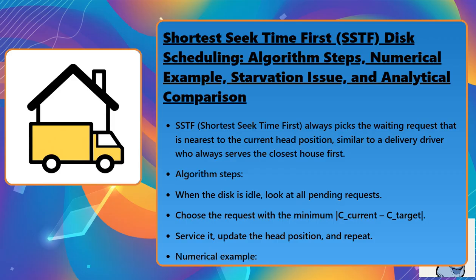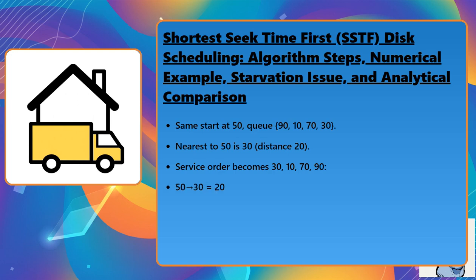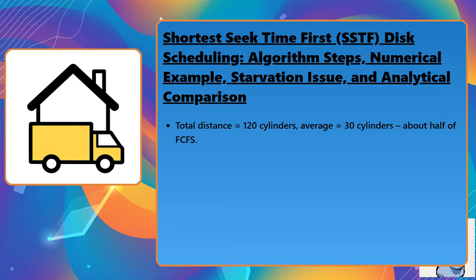Numerical example. Same start at 50, queue 90, 10, 70, 30. Nearest to 50 is 30, distance 20. Service order becomes 30, 10, 70, 90. 50 to 30 equals 20. 30 to 10 equals 20. 10 to 70 equals 60. 70 to 90 equals 20. Total distance equals 120 cylinders, average equals 30 cylinders, about half of FCFS.